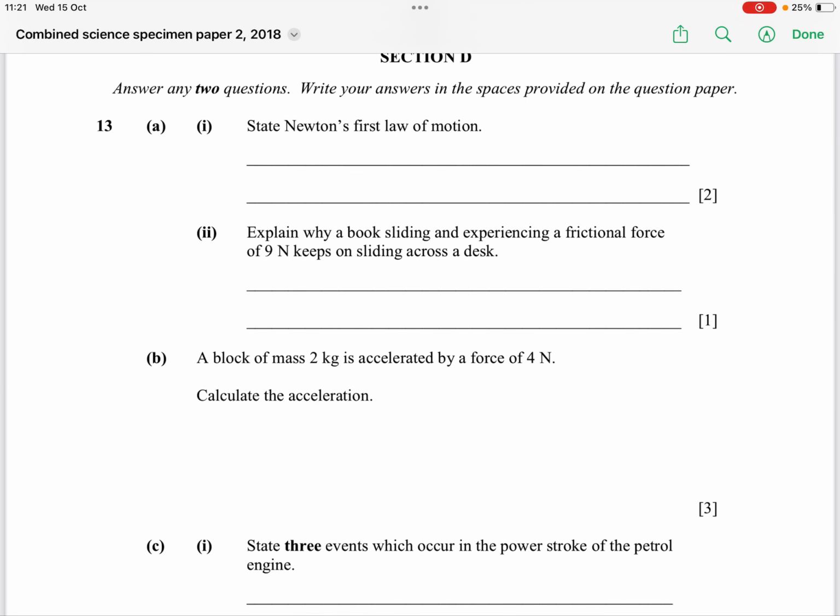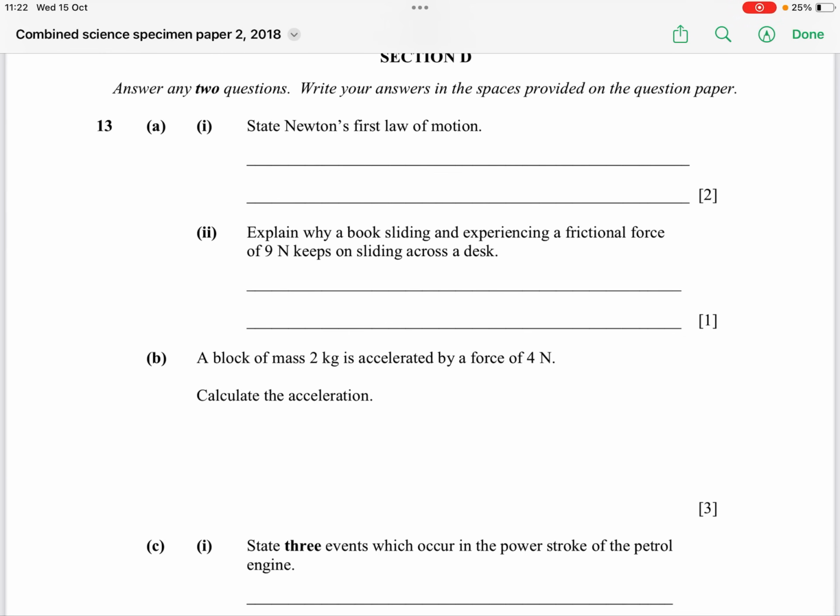So section D, answer 2 questions. Write your answers in the space provided on the question paper. State the Newton's first law of motion. Make sure that you understand the first law, the second, and the third law. So the Newton's first law, which is also known as the law of inertia, it says that an object at rest remains at rest, and an object in motion remains in motion at constant speed and in straight line unless acted on by an unbalanced force.